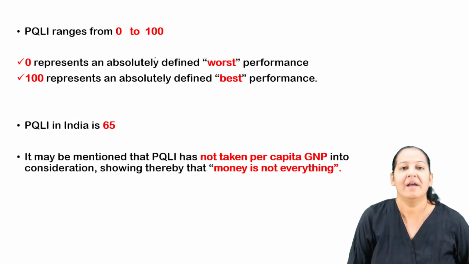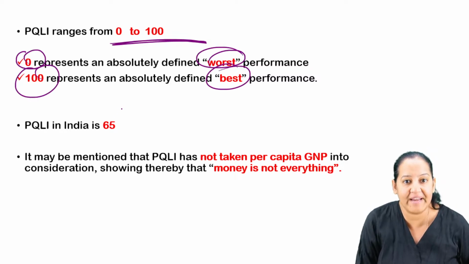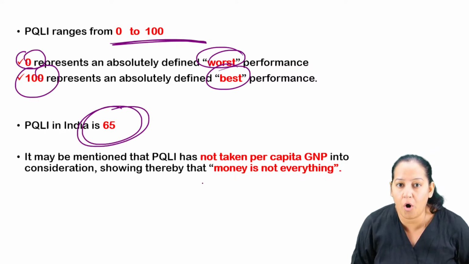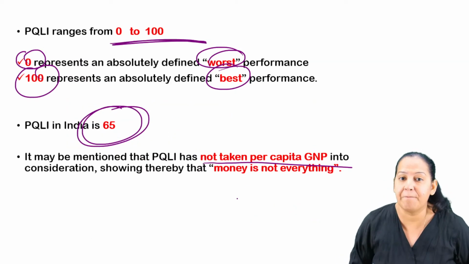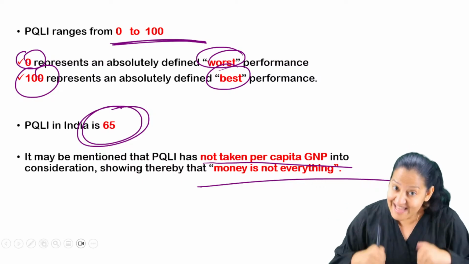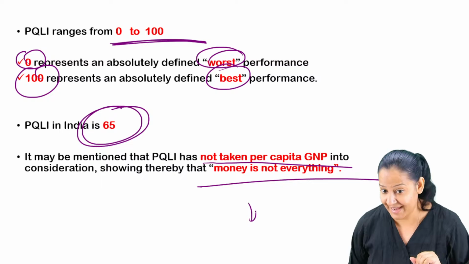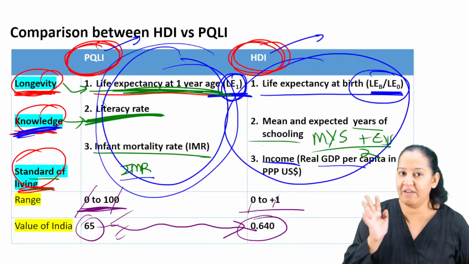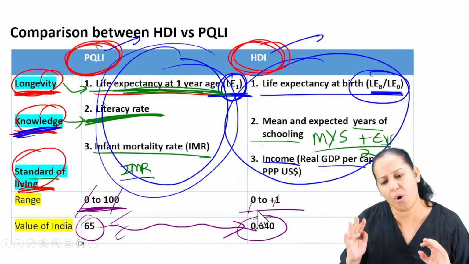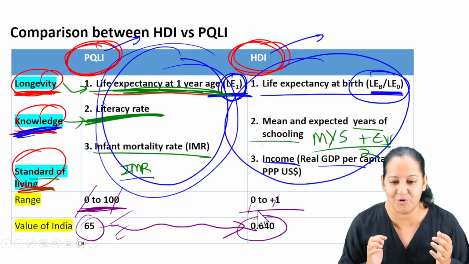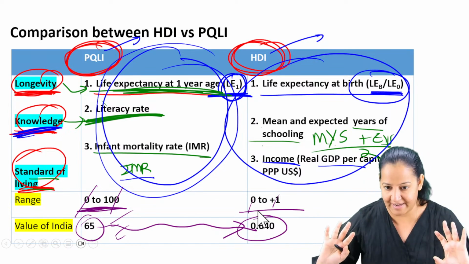Okay, these are the 3. It is from 0 to 100. 0 means worst, 100 means best. And for India, the value is 65. And it is not taking income into consideration because PQLI people believe money is not everything. Even with less money, people can have good quality of life. What do you believe? Even with less money, people can have good quality of life? Do you believe in PQLI or HDI? Do you believe that for a good quality of life, money is required, or that even without money or with less money, people can have good quality of life? What is your thinking? Both are different bodies. Okay, and both are correct. None of them is true.